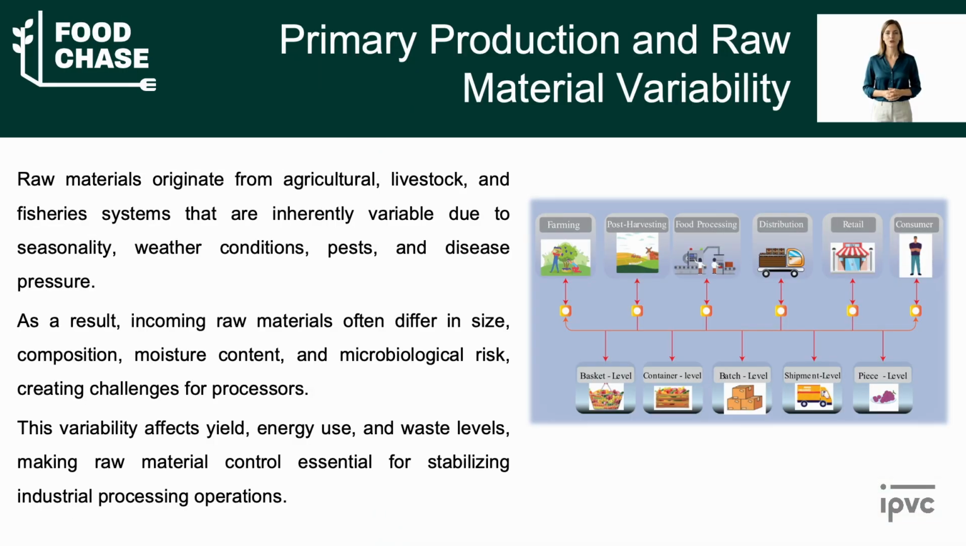Raw materials originate from agriculture, livestock, and fisheries, where production is naturally variable. Weather conditions, seasonality, pests, and disease affect both quantity and quality. As a result, incoming raw materials can differ significantly in size, moisture, composition, and safety risk. This variability has a direct impact on yield, energy use, and waste, making raw material control a critical function in industrial processing.